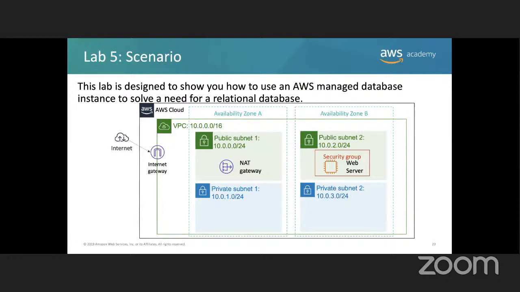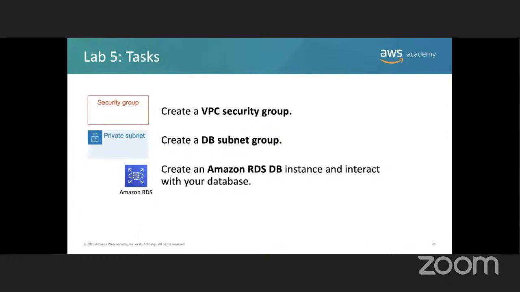You're going to have an internet gateway, a NAT gateway in availability zone A, and a web server with a security group in availability zone B. You're going to have four subnets: public subnet one, public subnet two, private subnet one, private subnet two. You have to create a VPC security group, create a database subnet group, create an Amazon RDS database instance and interact with your database.